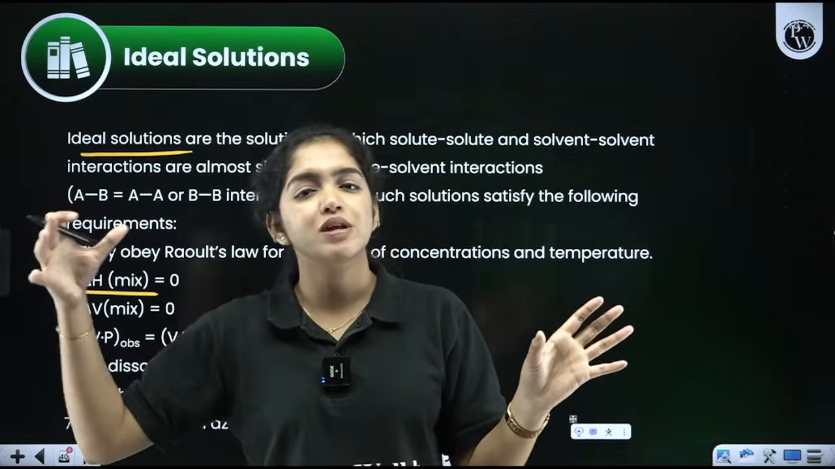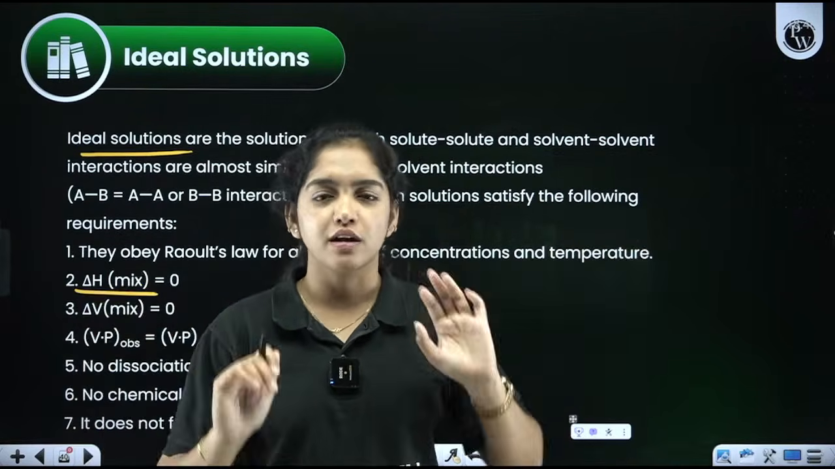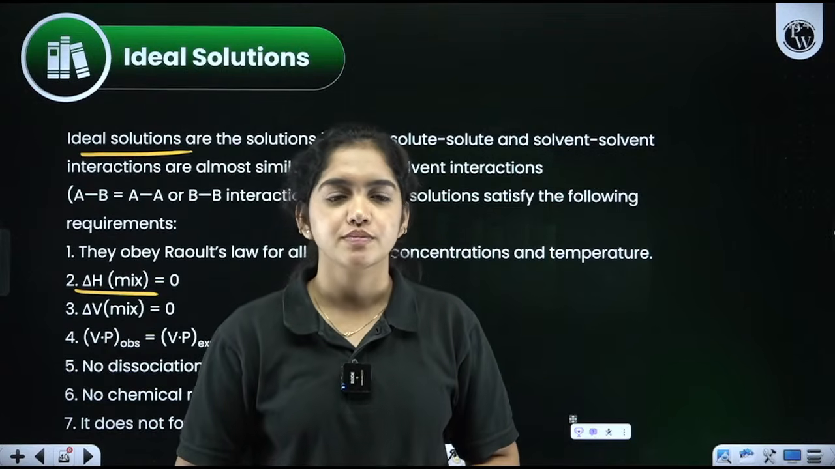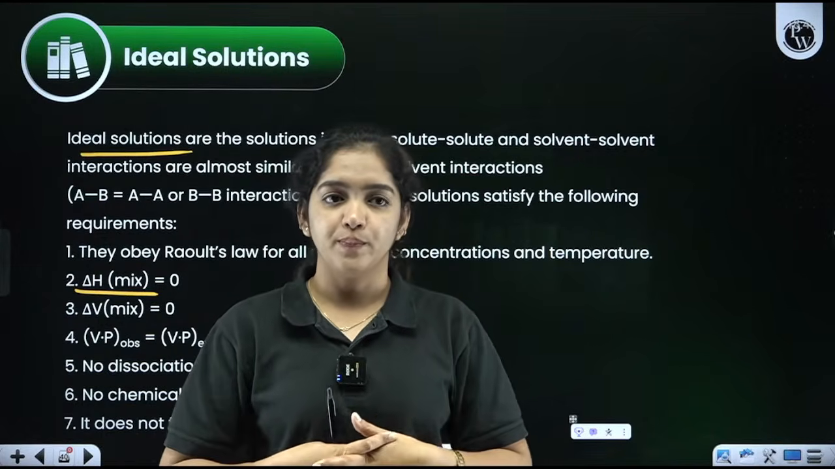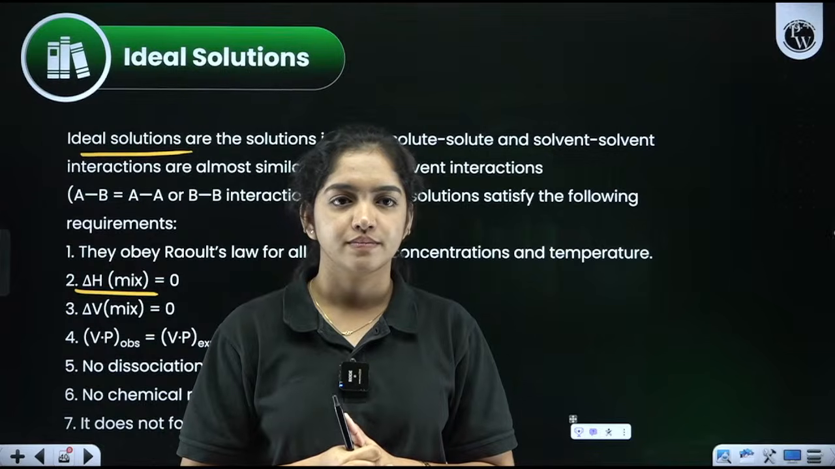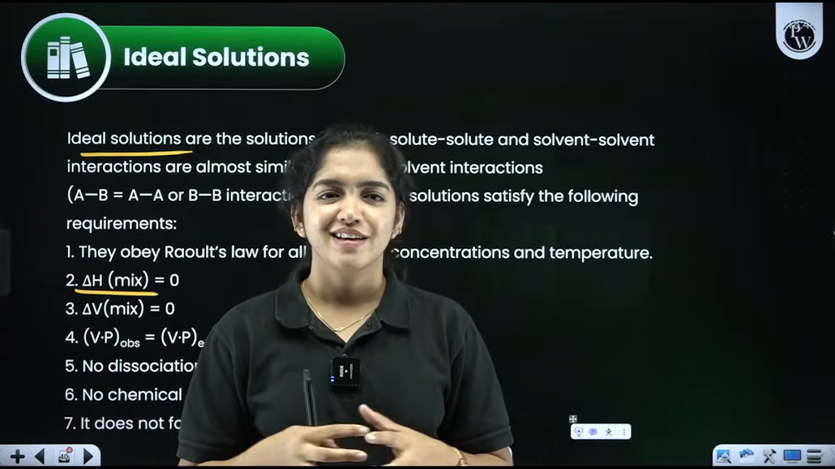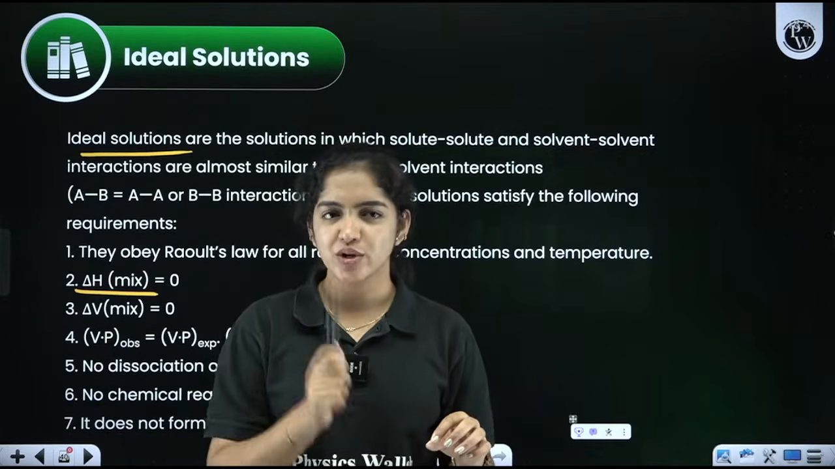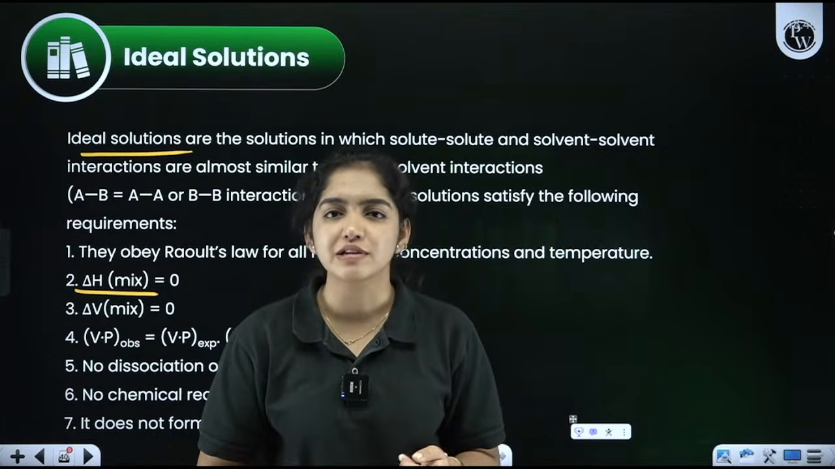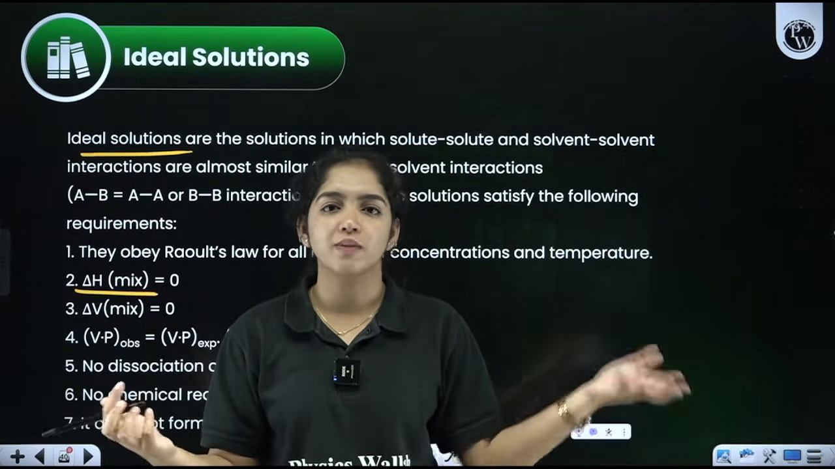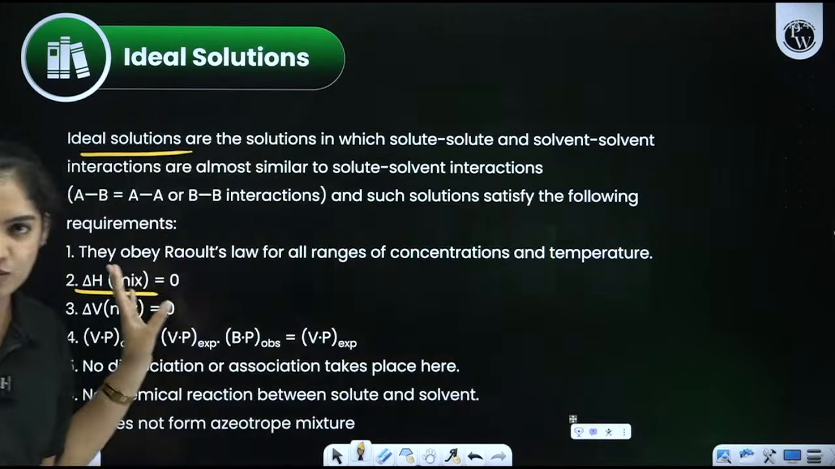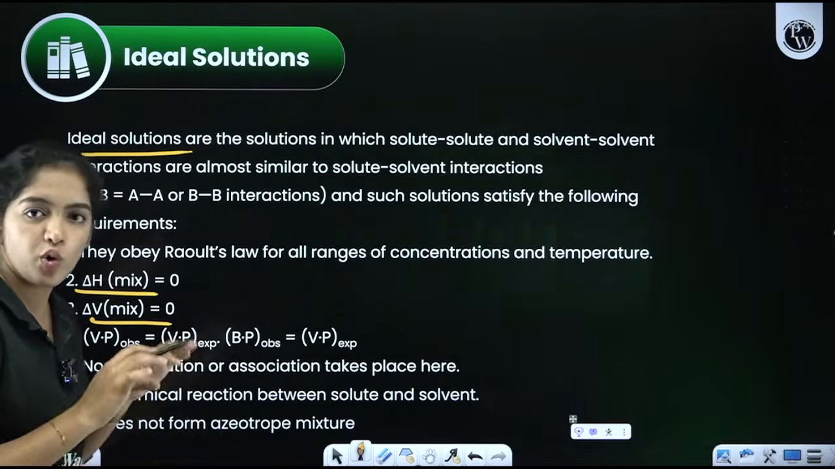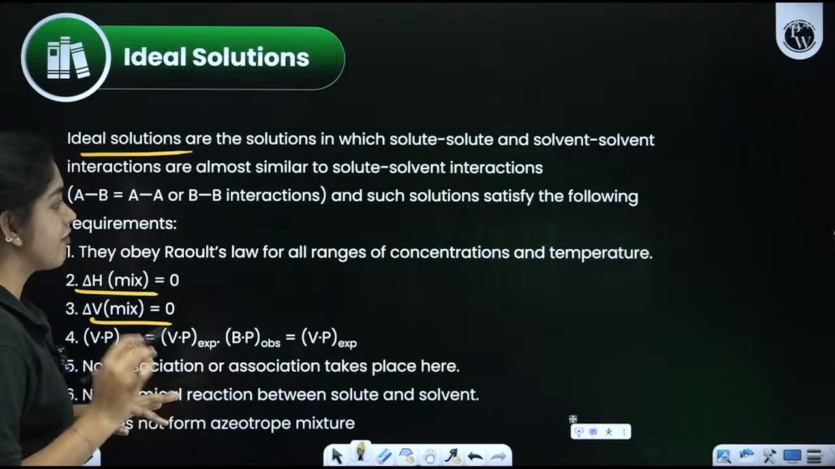For example, if you are mixing 20 ml of juice and 10 ml of water, what will be the total volume? It will be 30 ml, no? There is no change in the volume. It is not decreased, it is not increased. If it is like that, it will be an ideal solution. The delta V mix equals 0. No change in volume, no change in enthalpy while mixing.